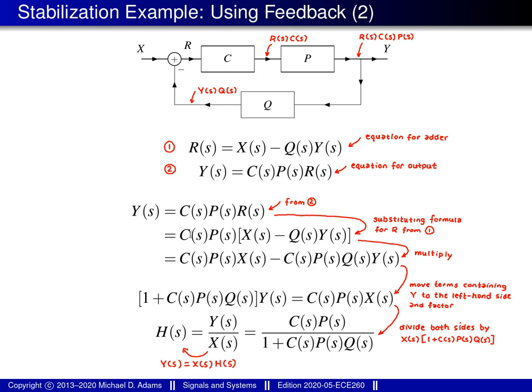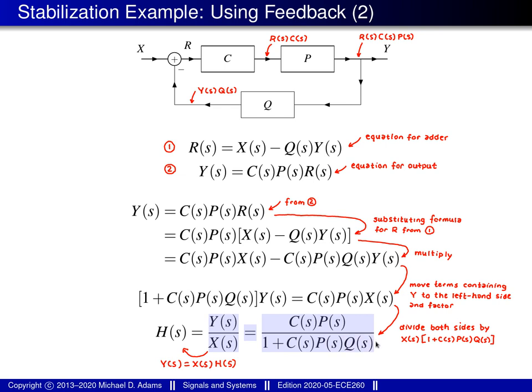Then we can multiply this c times p into the quantity in square brackets, which gives us this next line. Then we can move all the terms that involve y over to the left-hand side of the equation and factor to obtain this next line here. And then lastly, we can divide both sides of the equation by x times 1 plus cpq, in other words, this expression in the annotation here. When we do this, this gives us this particular equation here.